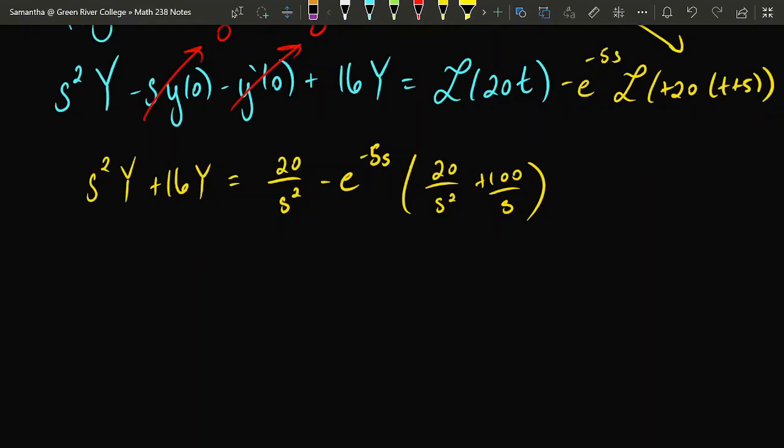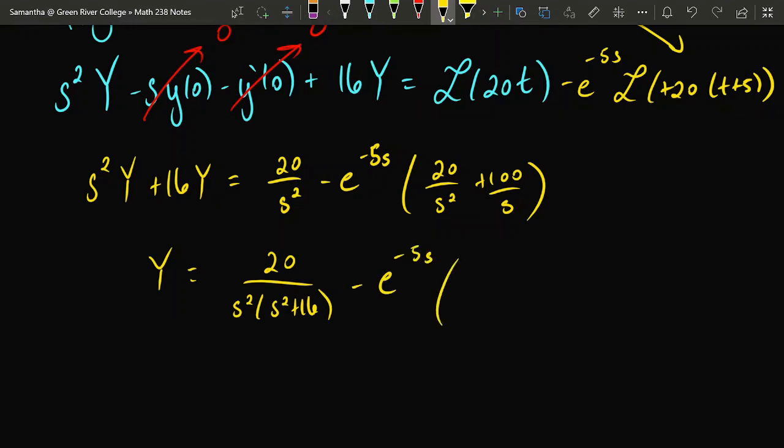So the function Y, which is the transform of the equation of motion, satisfies 20 divided by s squared times s squared plus 16, minus e to the minus 5s times the quantity 20 divided by s squared times s squared plus 16, plus 100 divided by s times s squared plus 16.